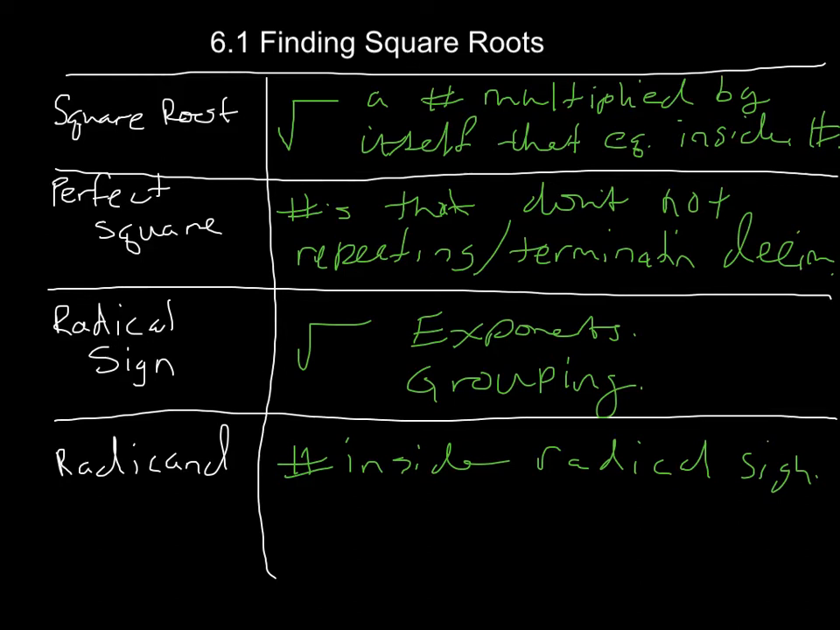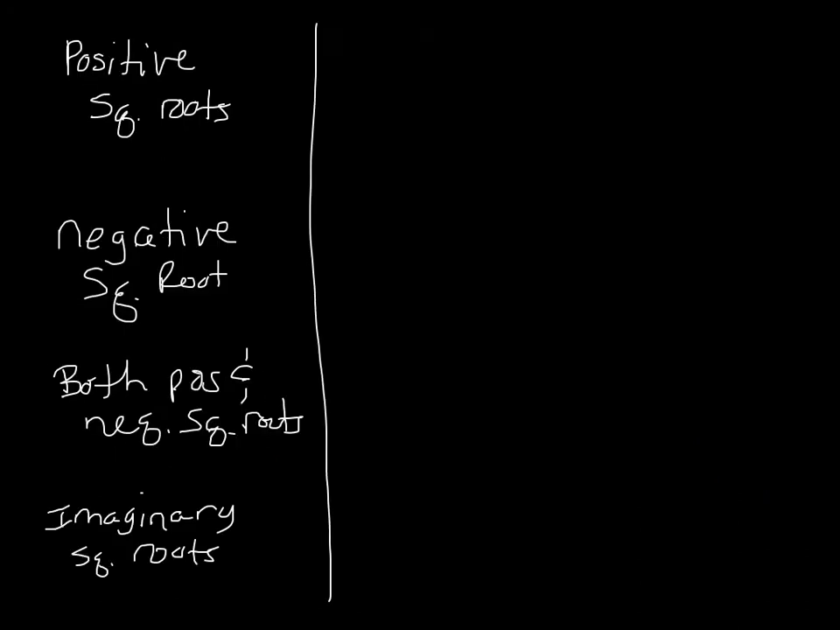Now let's take a look at the next slide. So positive square roots. An example of that would be something that looks like this. Let me try and write that a little neater. So a positive square root would be the square root of 25 is 5. Square root of 144 equals 12. So no big deal there.